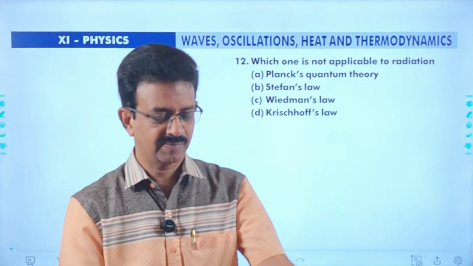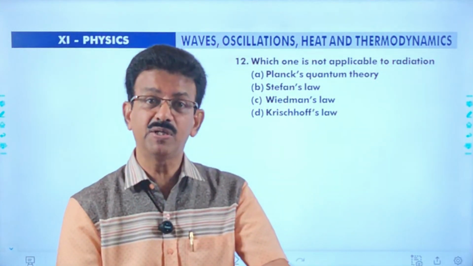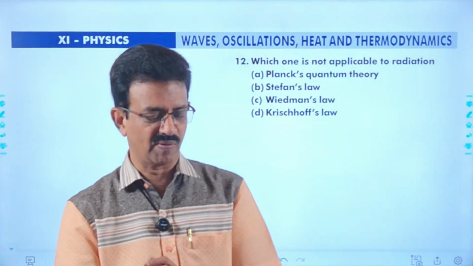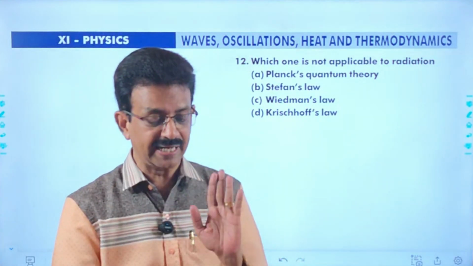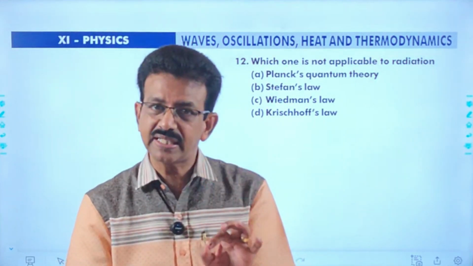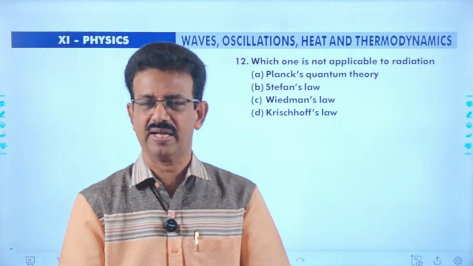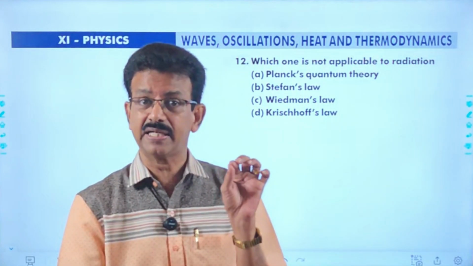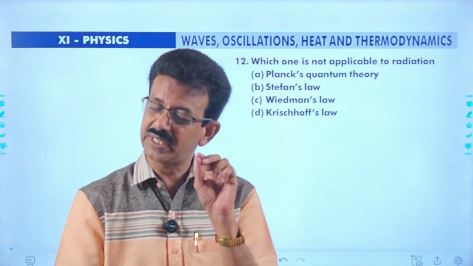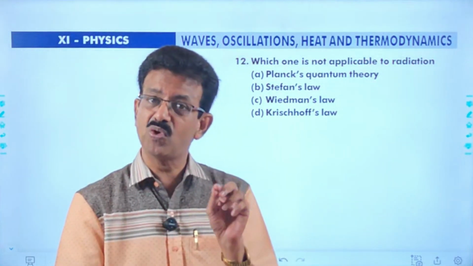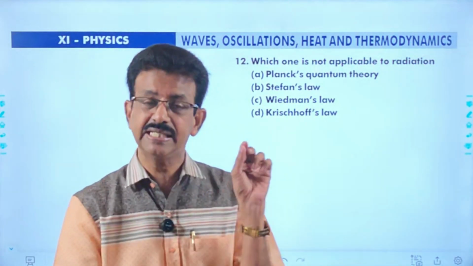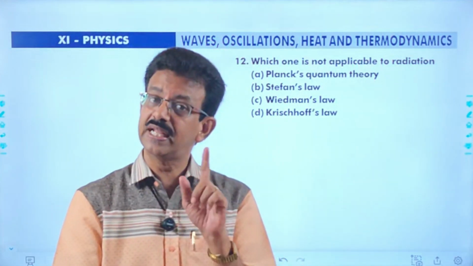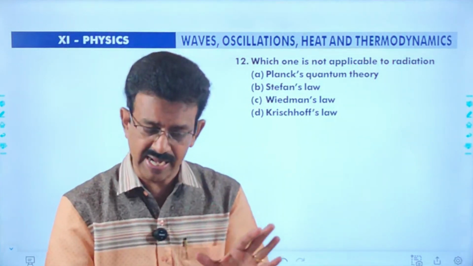Question number 12. Which is not applicable to thermal radiation? Let's go through one by one. First one is Planck's quantum theory. It originated for black body radiation. Energy is emitted or absorbed in the form of discrete packets called quanta, whose smallest unit is a photon. The energy of a photon will be proportional to its frequency, E is equal to h nu. This is Planck's quantum theory, and according to it, energy of a radiation is always quantized.